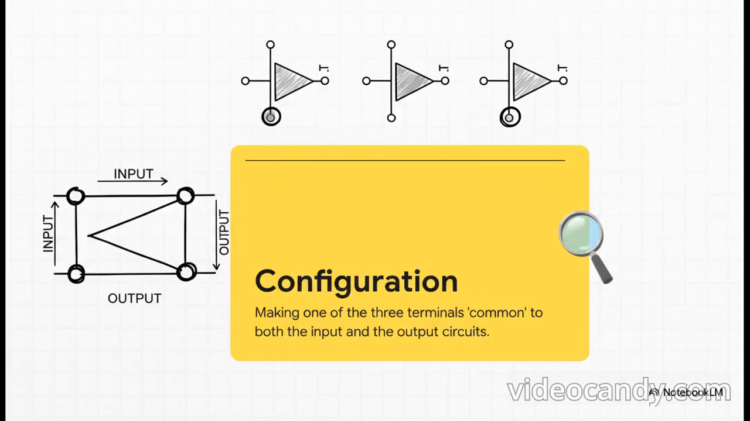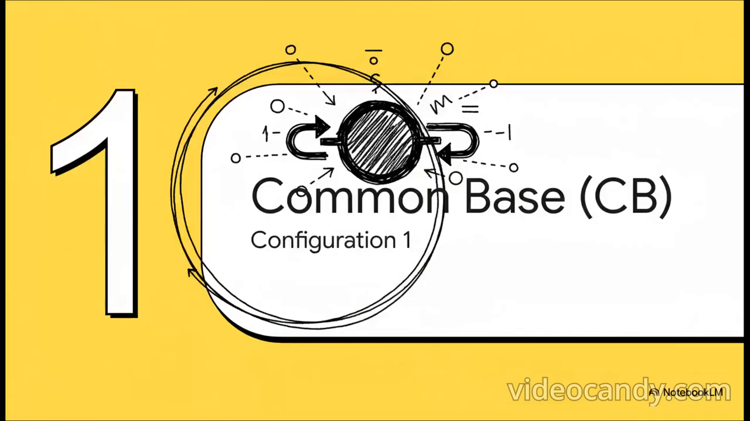Well, the solution is just elegant. It's so clever. You just share one of the terminals. You make one of those 3 pins a common point that's connected to both the input side and the output side of the circuit. And that choice, which terminal you decide to share, is what defines the transistor's entire personality and its job in the circuit.